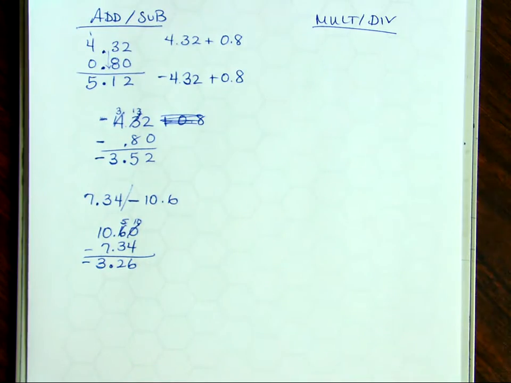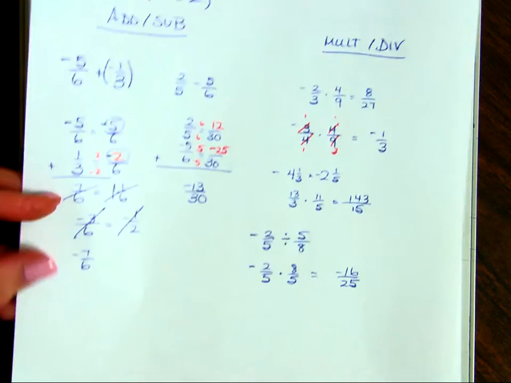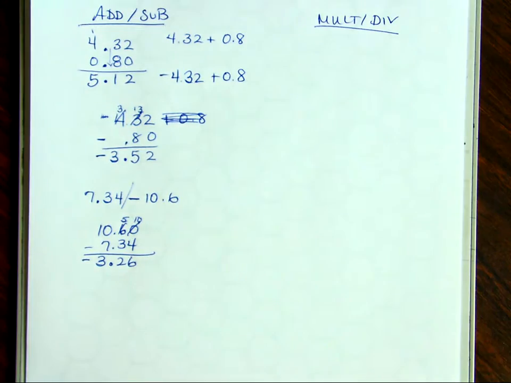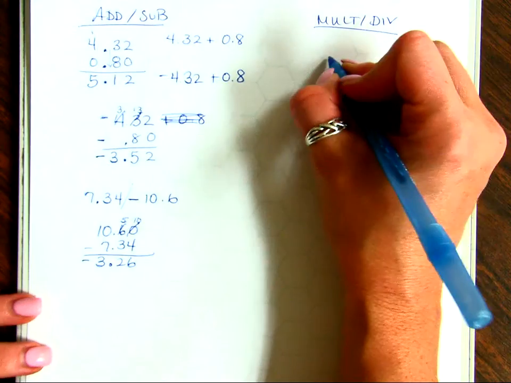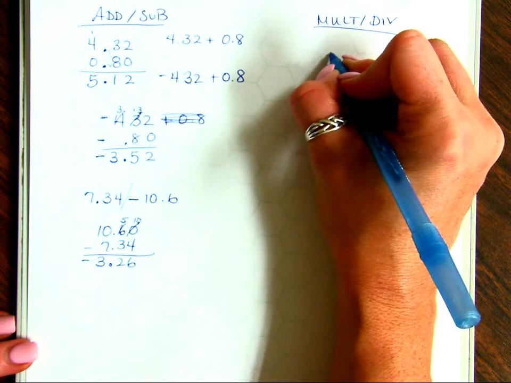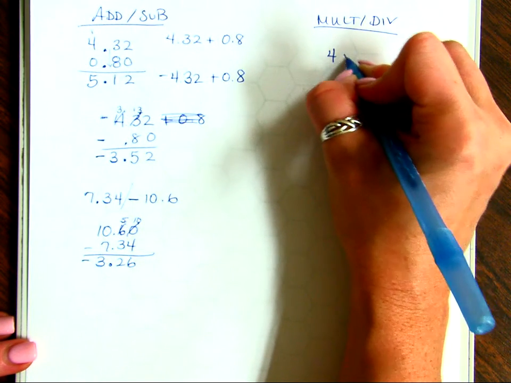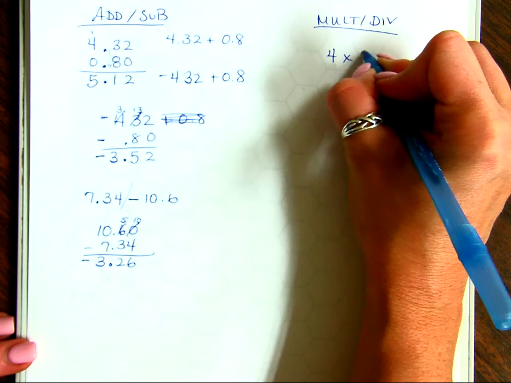Kind of like with fractions, when you don't have to have a common denominator for multiplying and dividing, you don't have to line the decimal up for multiplying and dividing decimals. So let's start with something real simple. This is the best thing I like to show people. If I have 4 times 3, right?